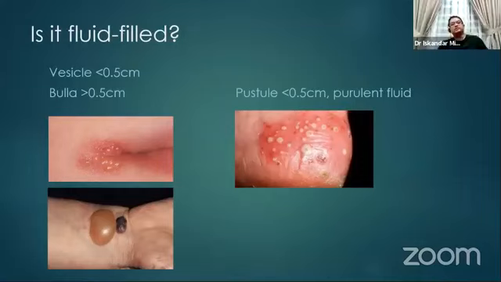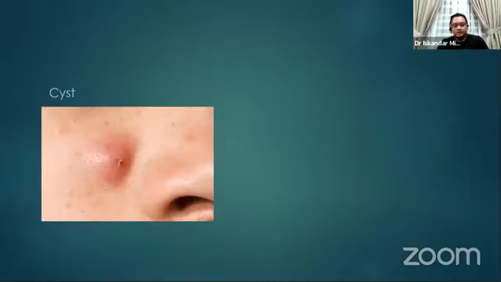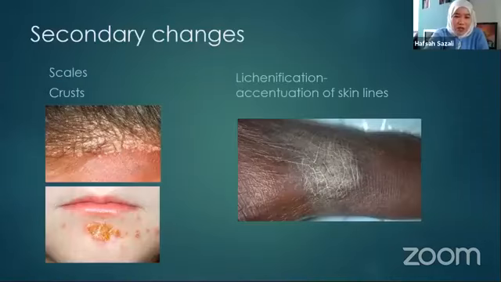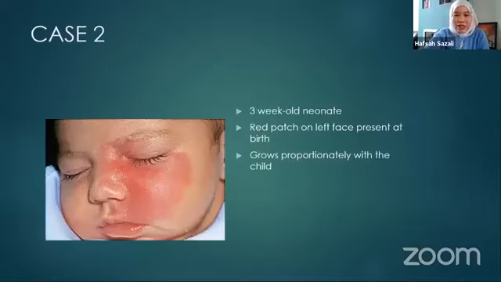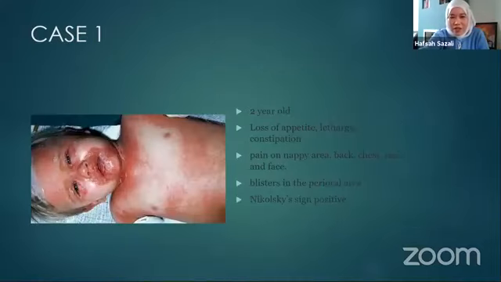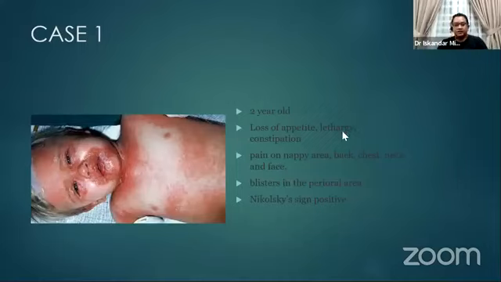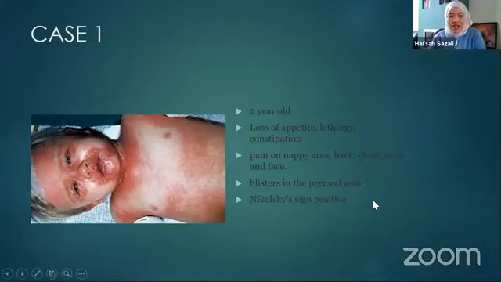Okay, noted, Dr. Hafsah. So now we go to the first case, Doctor. Okay, the first case. So what are the answers that we get? Most of them will answer staphylococcal scalded skin syndrome. Yeah, the first case. Perfect. So that is the correct answer.